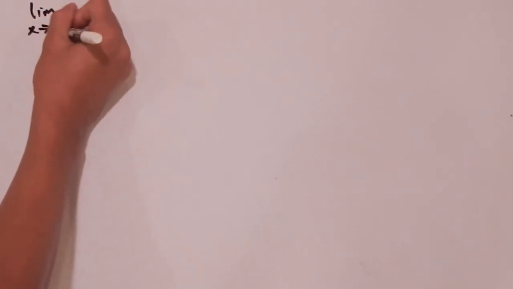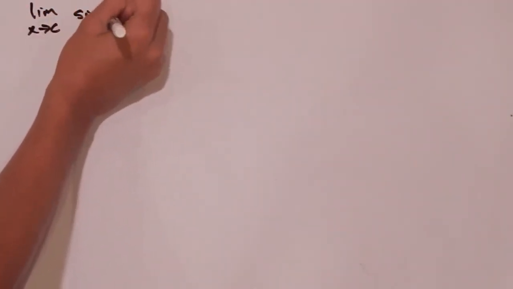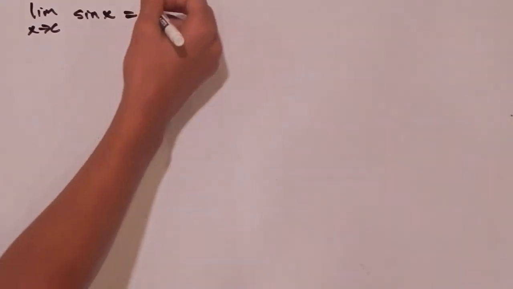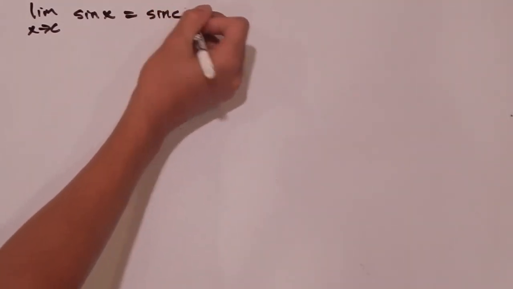Alright guys, so as promised, we're going to be looking at the limit as x goes to c of sine of x. And throughout this entire video, or maybe a series of videos, depending on how long this takes, we're going to show that this is equal to sine of c for any value c in the domain of sine, which essentially means that c can be any real number.